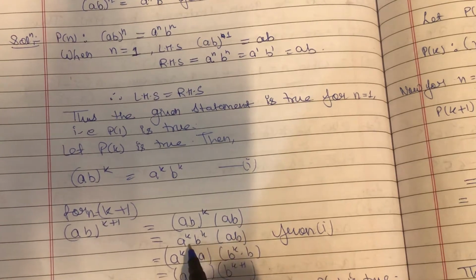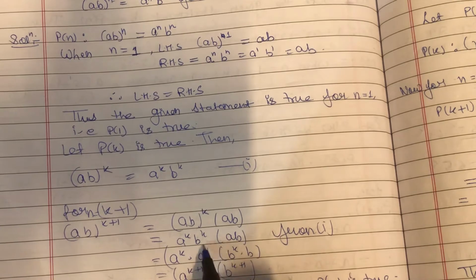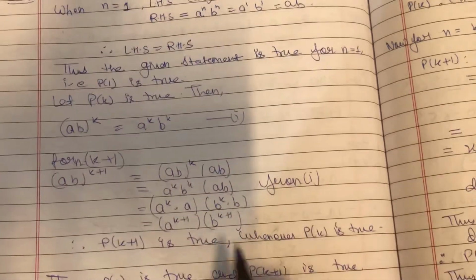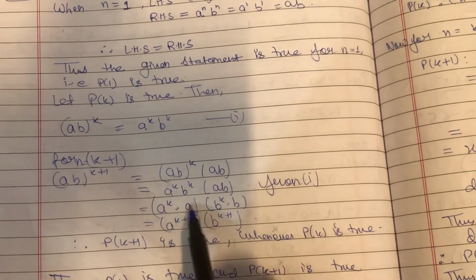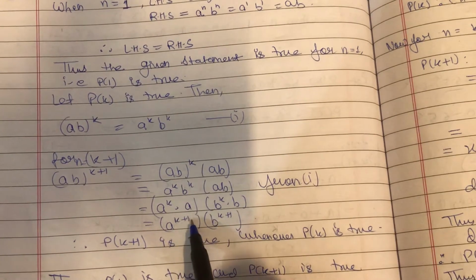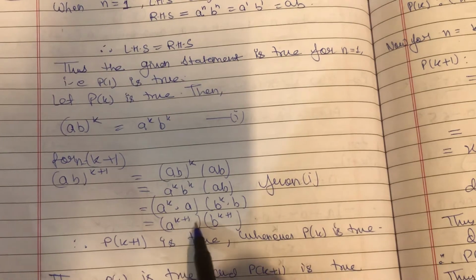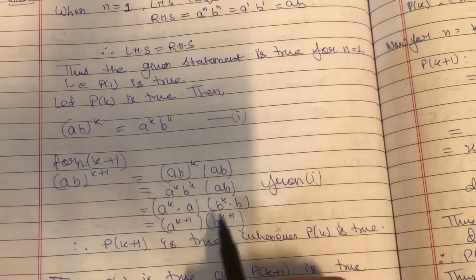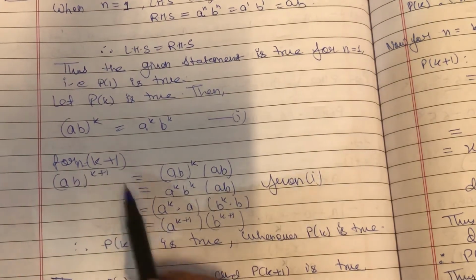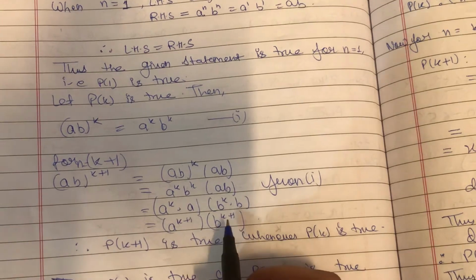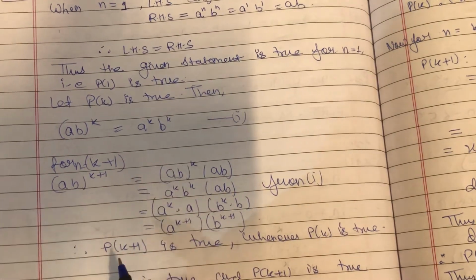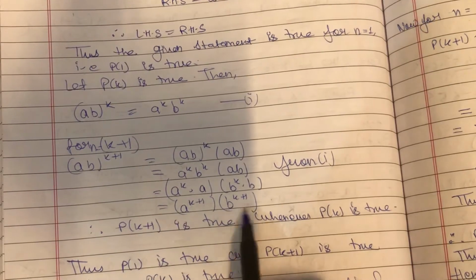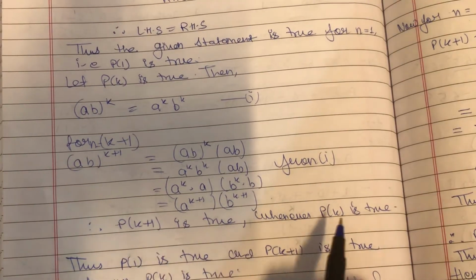Now I can multiply this with this. So exactly what I did over here is, now b^k is multiplied with b. So I have paired up. Now we know that whenever it is in the product form, I can add the powers using laws of exponent. So I did the same. So now you can see that Pk plus 1 is also true because it is in the form of (ab)^n equals a^n b^n, where n is equal to k plus 1. So this is what I have to prove, isn't it? So this is exactly in the same format. So I can say that Pk plus 1 is true whenever Pk is true.